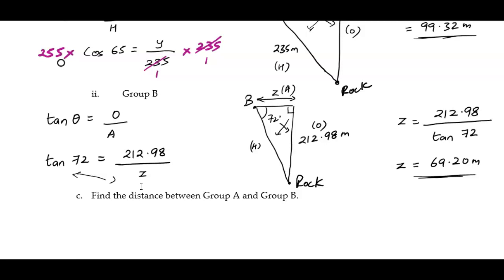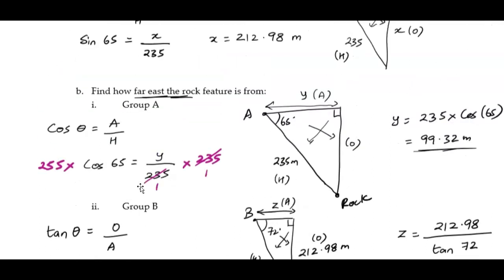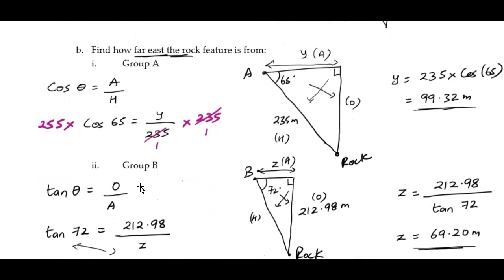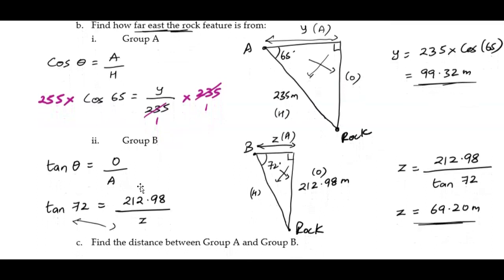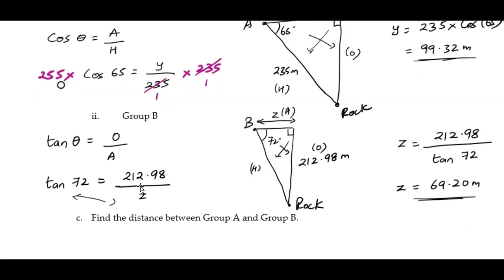Moving to the last part of the question, the question wants us to find the distance between groups A and B. So the distance between group A and group B is basically the difference between how far east the two groups are from the rock. Group A is 99.32 meters east of the rock. Or in other words, the rock is 99.32 meters east of group A, and the rock is 69.20 meters east of group B. So the distance between the two groups is simply going to be the difference between these two values.